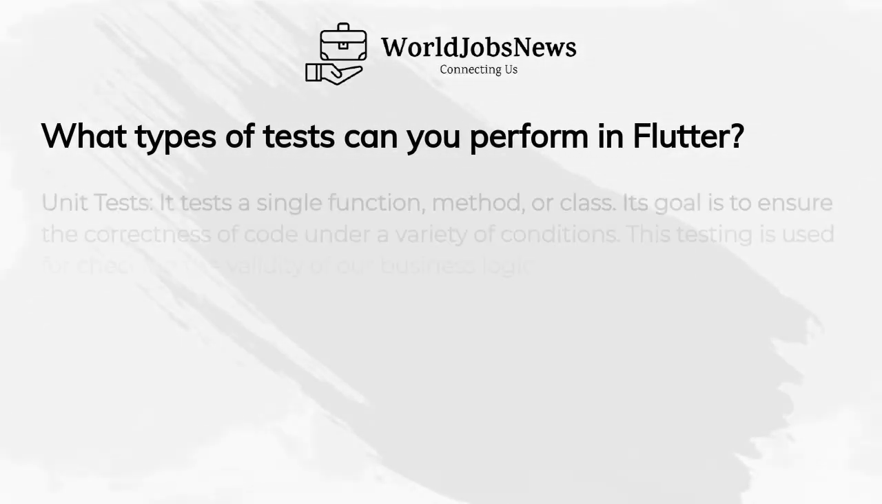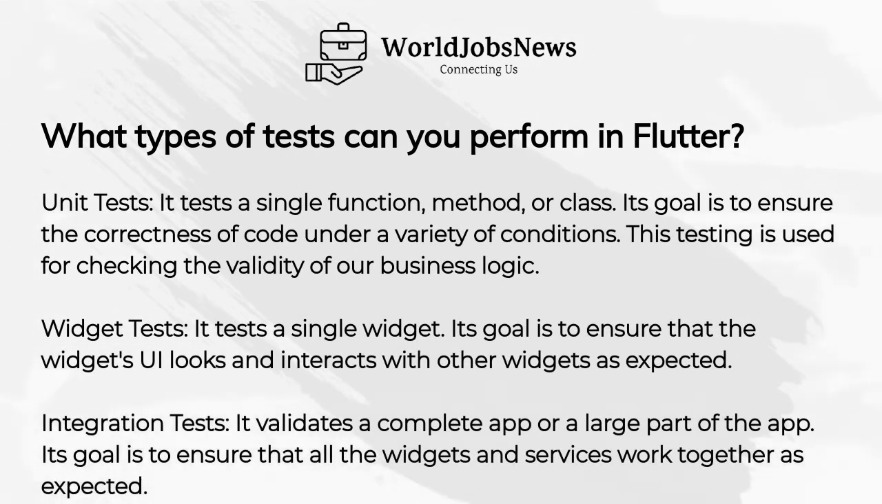What types of tests can you perform in Flutter? Unit tests. It tests a single function, method, or class. Its goal is to ensure the correctness of code under a variety of conditions. This testing is used for checking the validity of our business logic. Widget tests. It tests a single widget. Its goal is to ensure that the widget's UI looks and interacts with other widgets as expected. Integration tests. It validates a complete app or a large part of the app. Its goal is to ensure that all the widgets and services work together as expected.